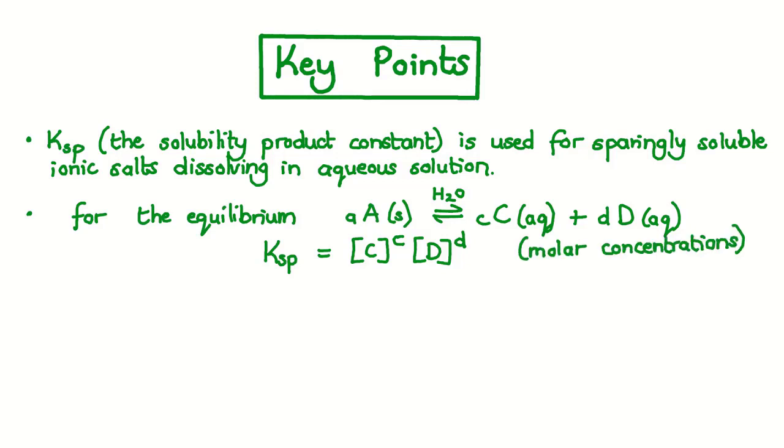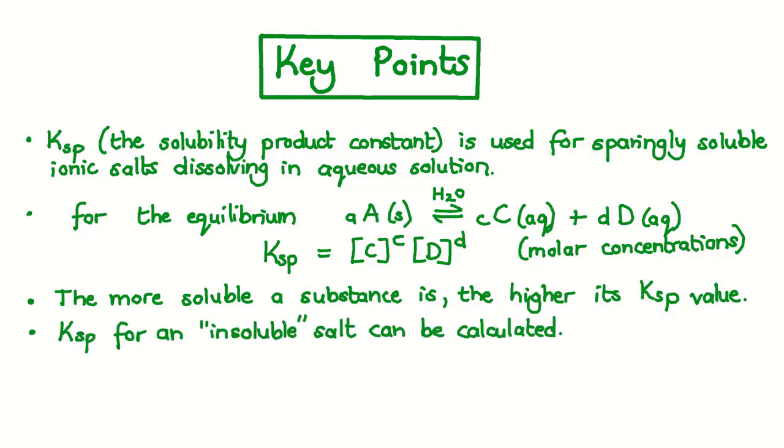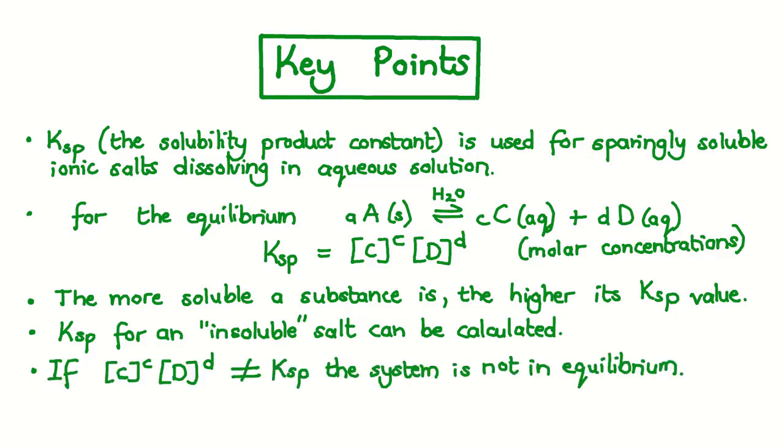are molar concentrations. We learned that the more soluble an ionic substance is, the higher its Ksp value, and that Ksp can be calculated for an insoluble salt because nothing is truly insoluble in reality. And finally we learned that if the concentration of the products multiplied by each other and raised to their respective coefficients is not equal to Ksp, then the system is not in equilibrium.